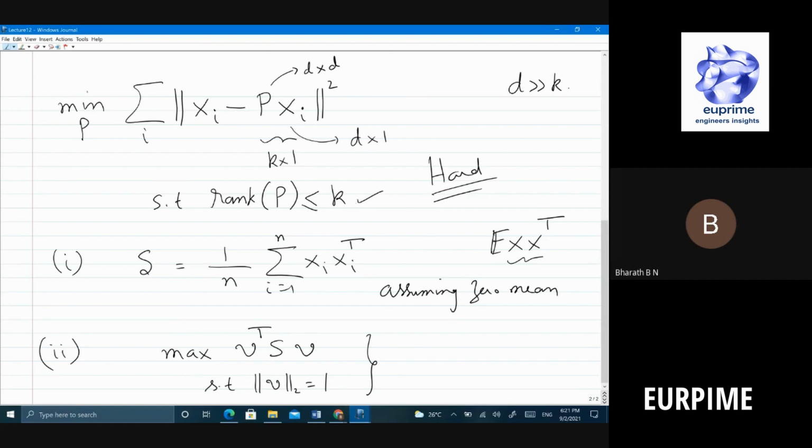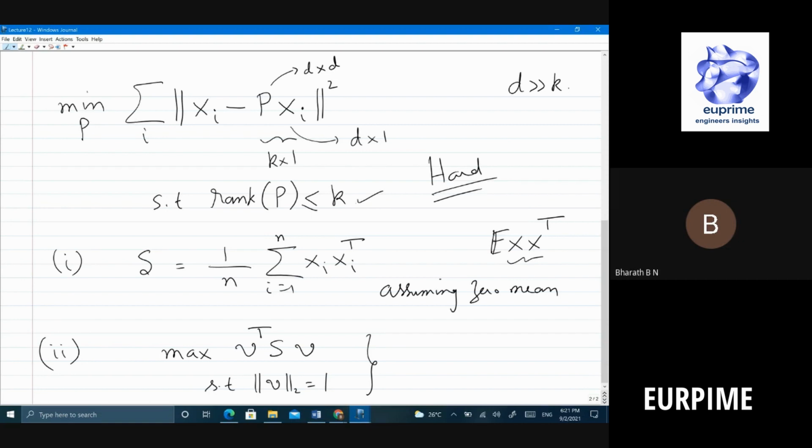S is square. Okay, fine. D cross D. Second, positive semi-definite. Good. Then it's square and positive semi-definite. What else can you say? It's symmetric also, right? S is S transpose. Symmetric. So you have eigenvalue decomposition.